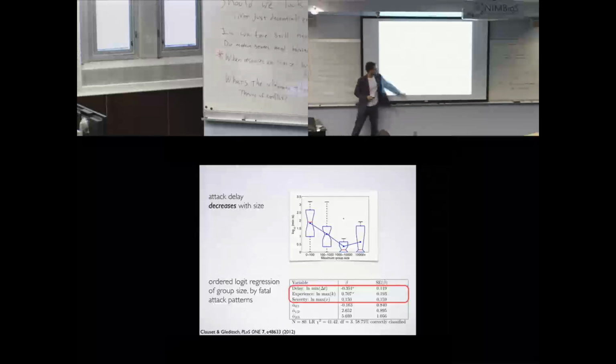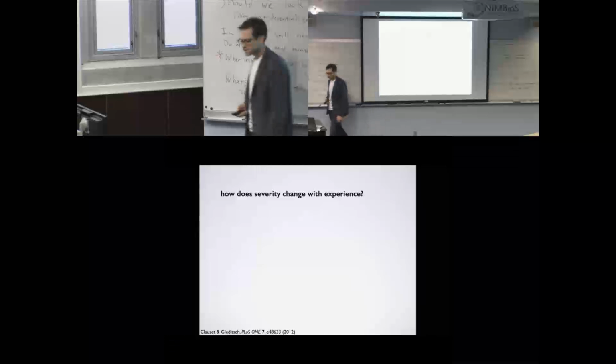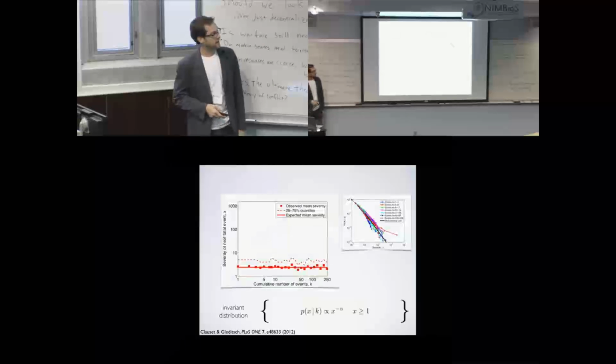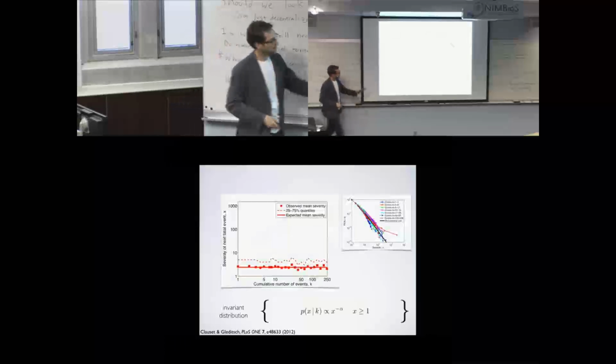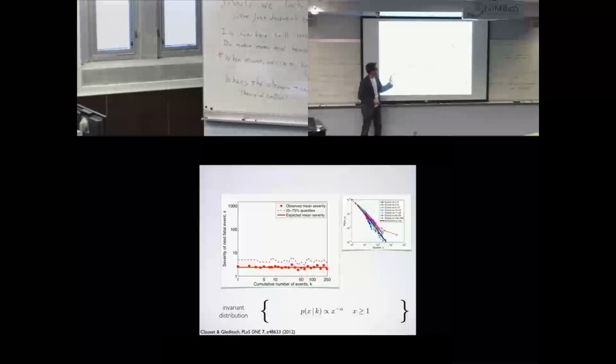Now what about severity? Let's look at that. How does that change with experience? Here's what that data looks like. So same kind of plot. I'm showing you the cumulative number of events on the x-axis and the severity of the next event on the y-axis. It's flat. If you look at the marginals, you find this very nice collapse of all the marginal distributions. They look like power laws.